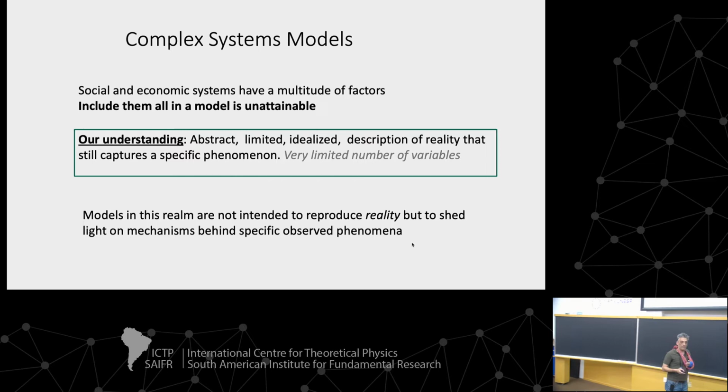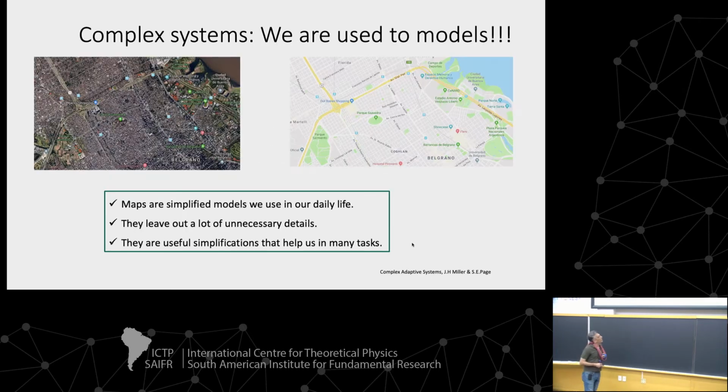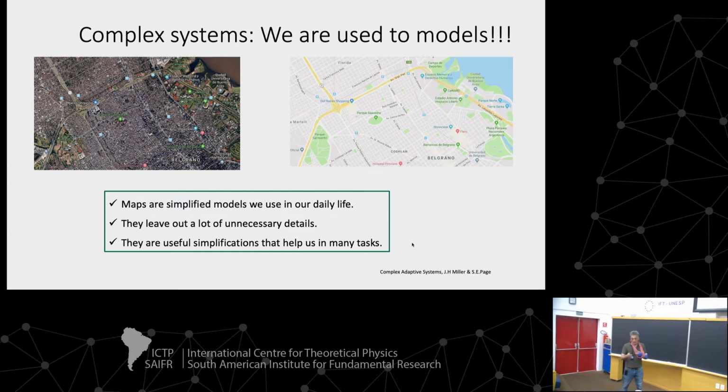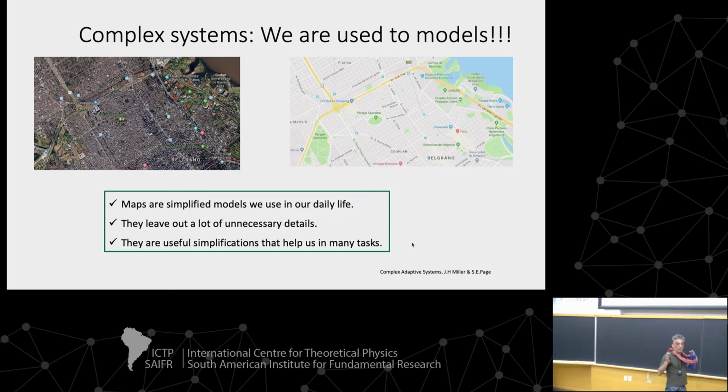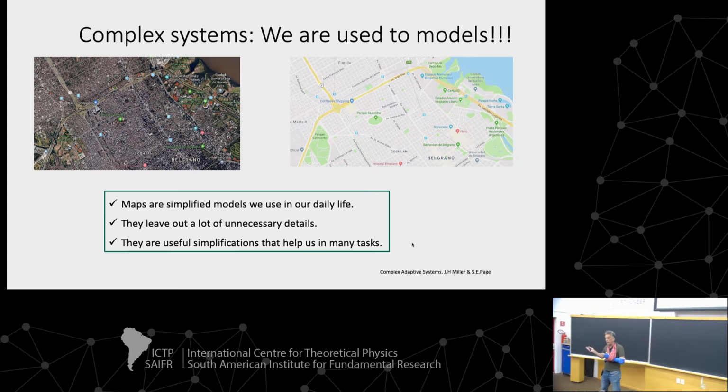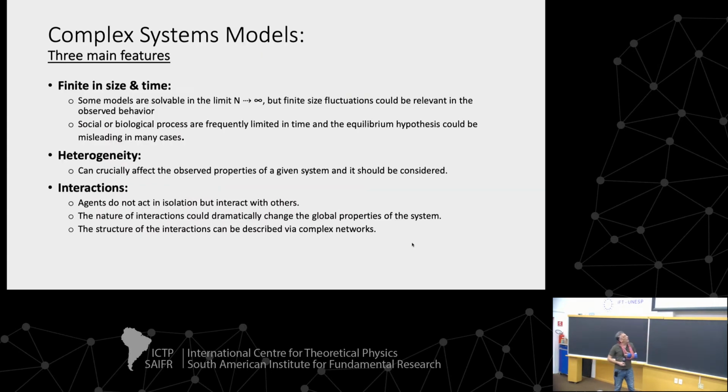And we are used to that because we use it, for instance, with a map. A map is a model of spatial organization in which we simply don't take into account all the aspects of a given place, but only the aspects that are relevant, for example, to go from one place to another. Yes, that is a simplified model that is useful in our real life.